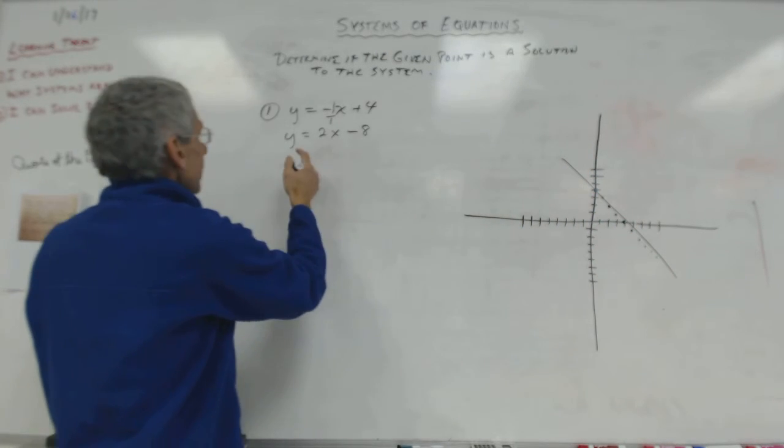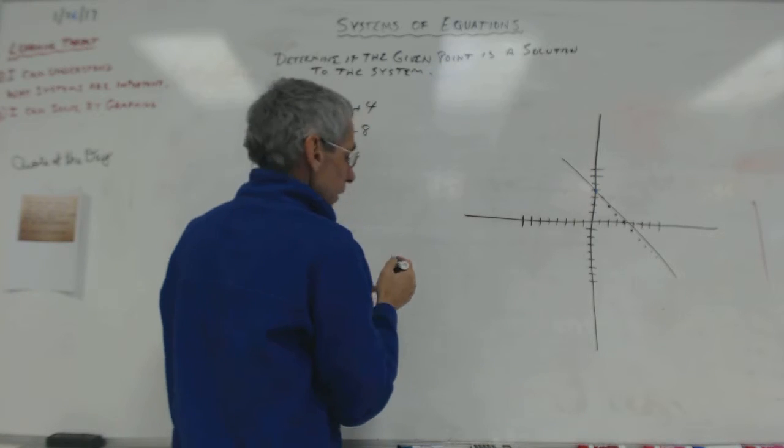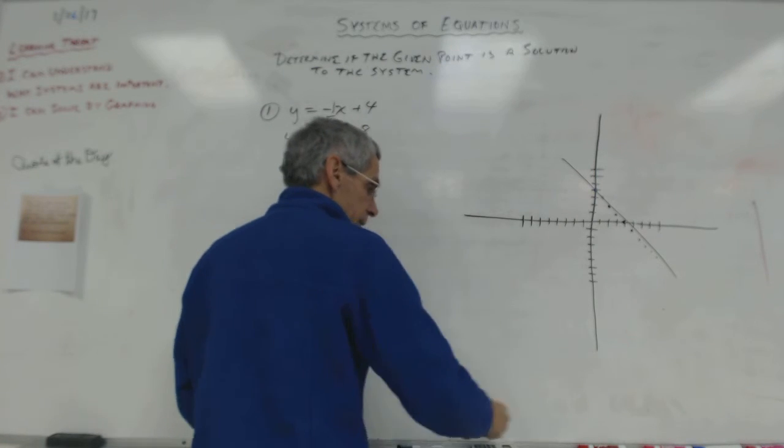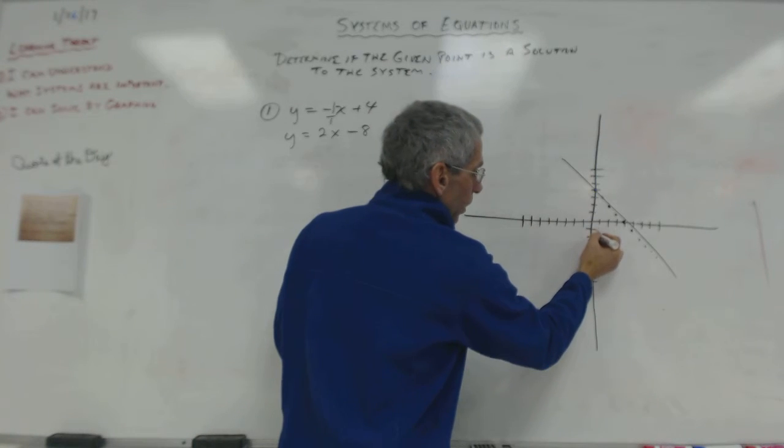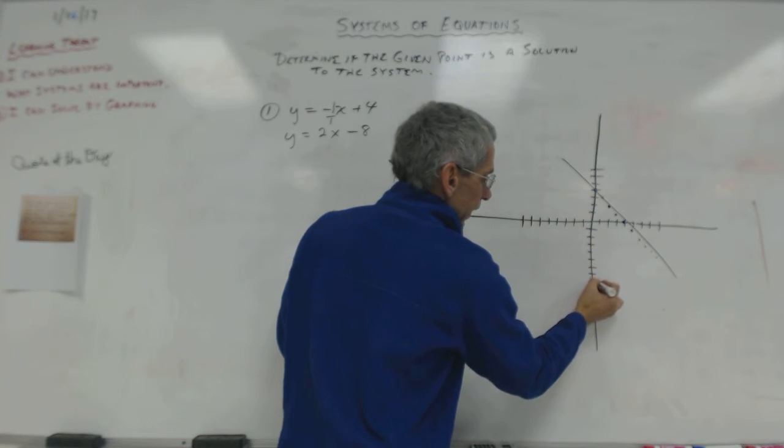You got the idea. And then this one is 2x minus 8. Let's just do that one in a different color. So 2x minus 8. So my y-intercept is -8. 1, 2, 3, 4, 5, 6, 7, 8.